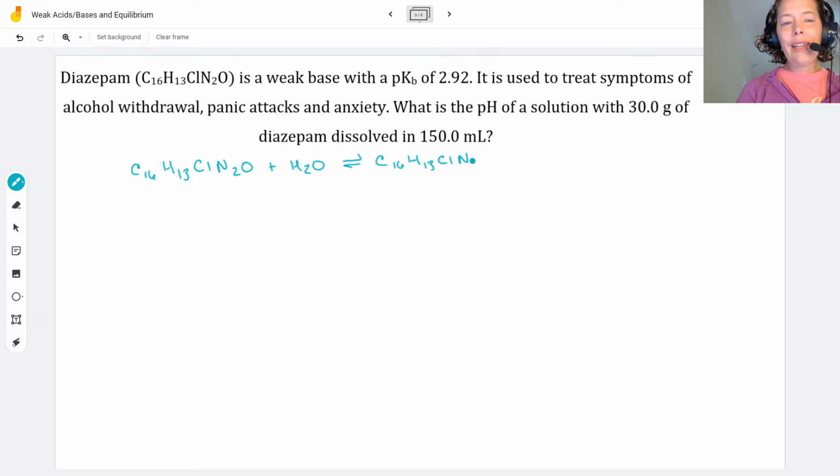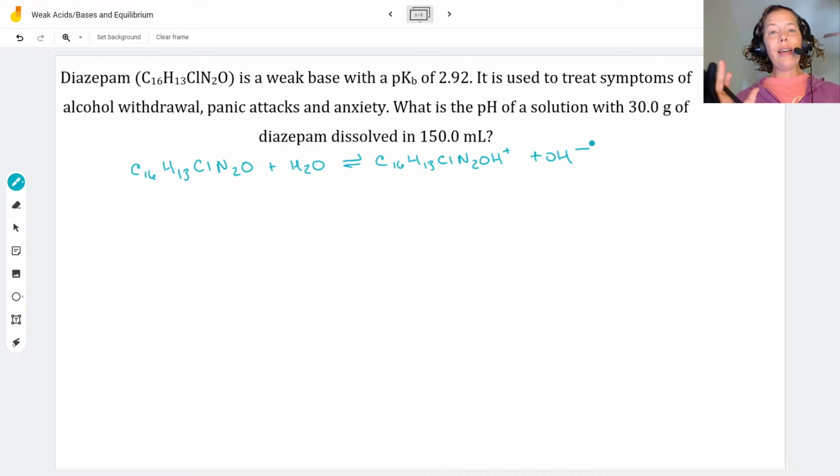13CO N2O, and let's pop an H on the end plus OH. All right. So this is the equilibrium that's happening in solution.